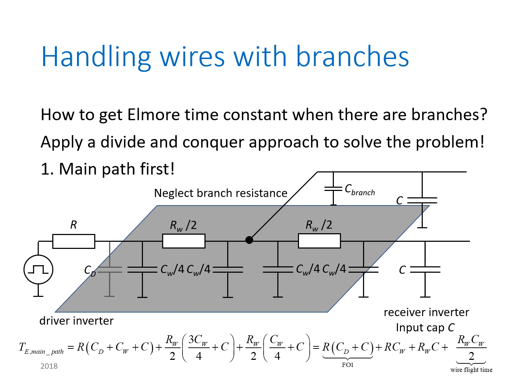We apply a divide and conquer approach to solve the problem of getting the Elmore time constant by attacking the main path first. So we take the driving resistance here, multiply it with the downstream capacitance, the same as before. Then we take the first half of the wire, multiply it with its downstream capacitance, and the second half of the wire multiplied by its downstream capacitance. Of course, we get the same expression as before. Splitting the wire into two models doesn't change the result.